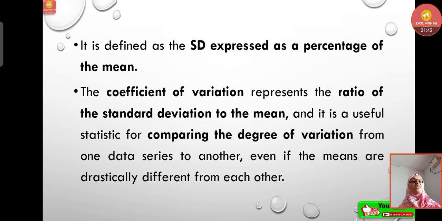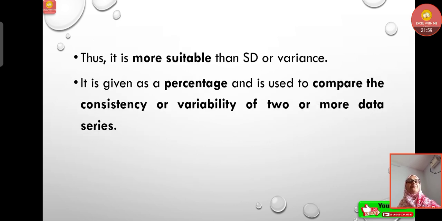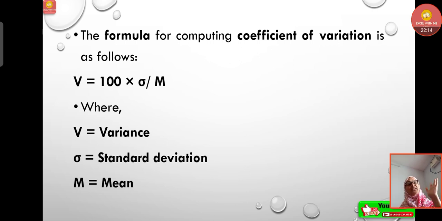The coefficient of variation represents the ratio of standard deviation to the mean, and it is a useful statistic for comparing the degree of variation from one data series to another, even if the means are drastically different from each other. Thus, it is more suitable than SD or variance. It is given as a percentage and used to compare the consistency or variability of two or more data series. When we are taking two, then standard deviation is most apt. When we are taking two or more, then this ANOVA is very important. Coefficient of variation is important.